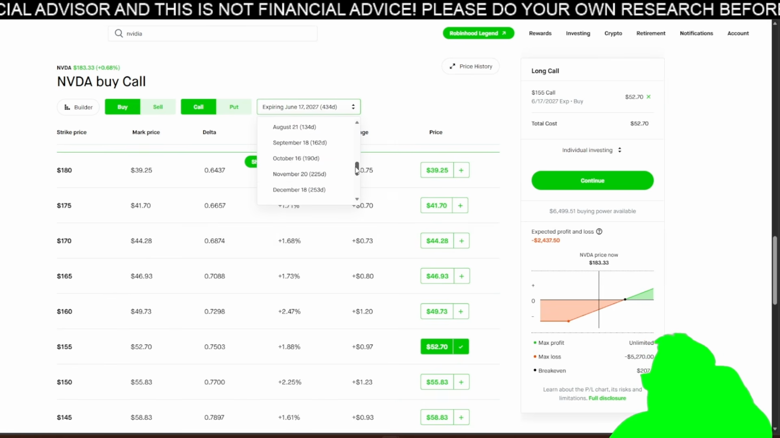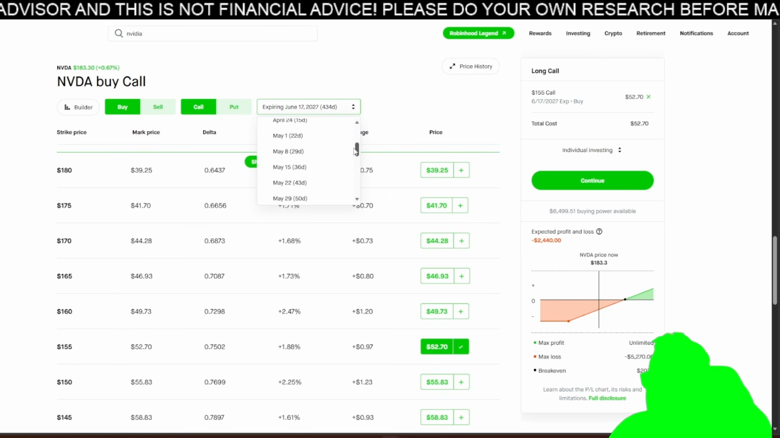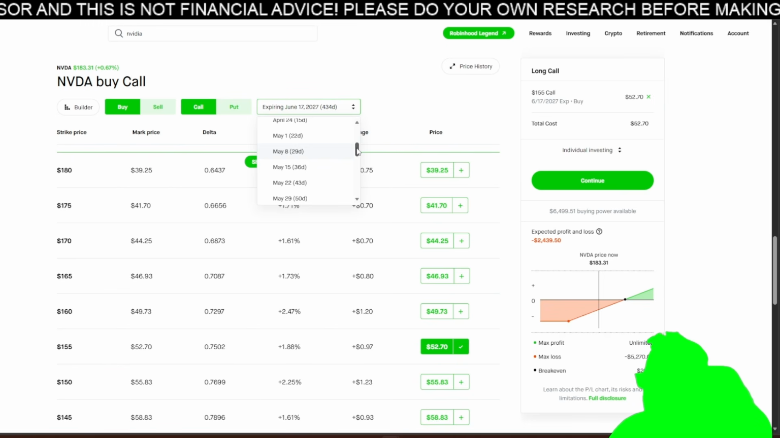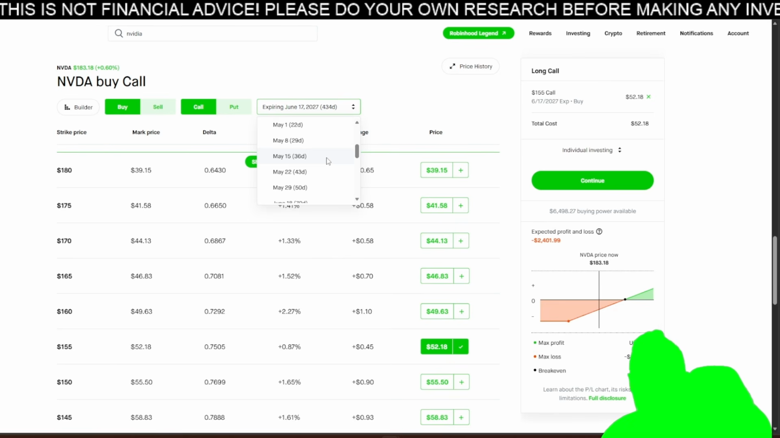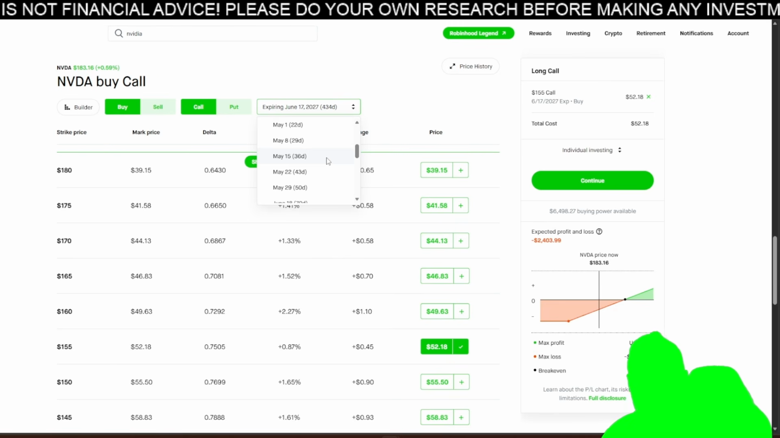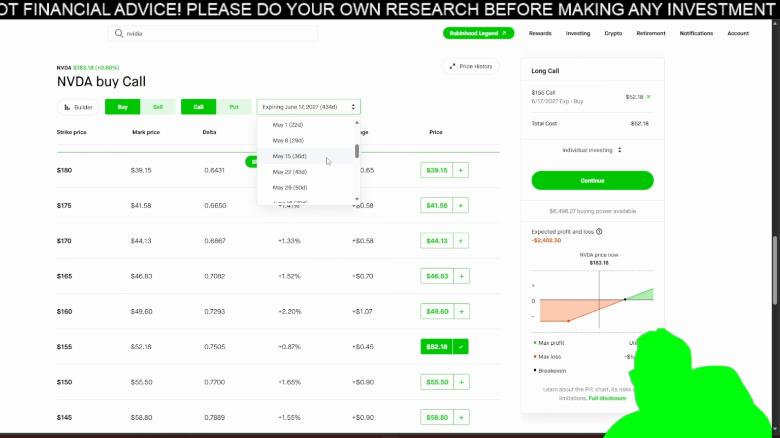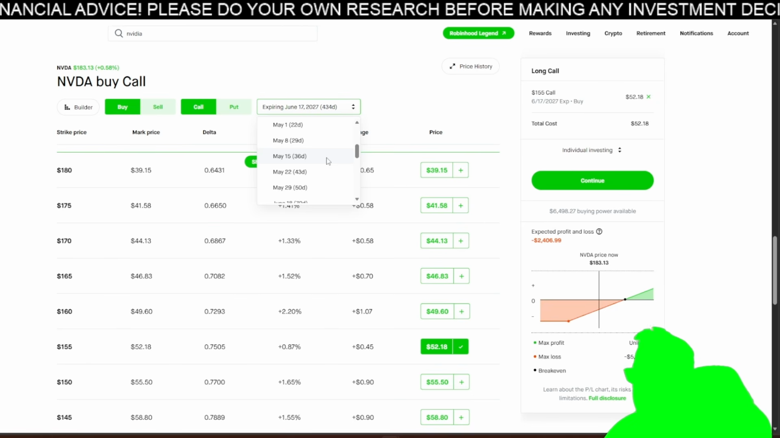Now, let's say that you think that NVIDIA is going to be bullish long-term, but maybe in the short term, you're like, I want to collect some passive income along the way. Remember, selling covered calls allows you to collect premium and get paid out while you wait for the stock to have a higher move, right?